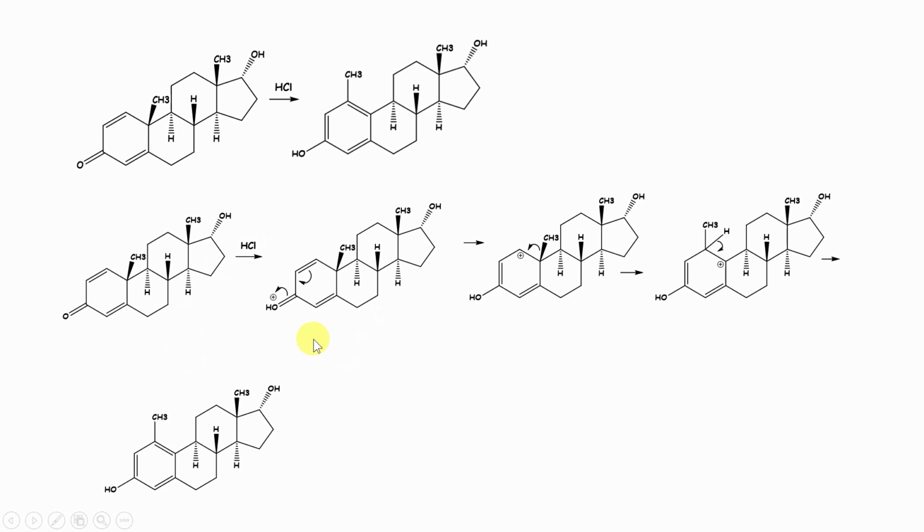So these are some of the important examples of dienone-phenol rearrangement and their mechanism.